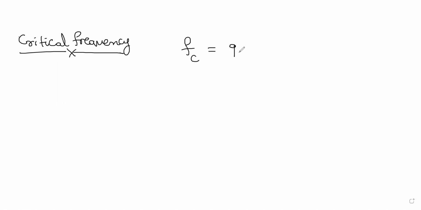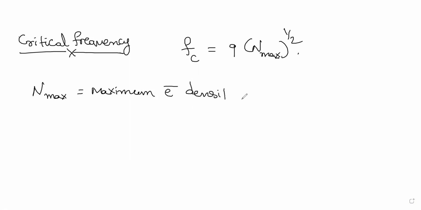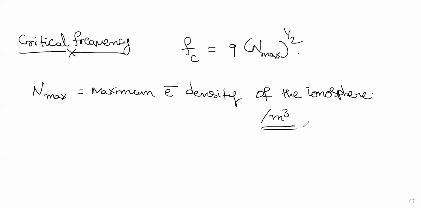Okay, right. Now, we define some terms. Critical frequency. What is critical frequency? So critical frequency is given by fc is equal to 9 into N max whole power half. What is N max? N max is the maximum electron density of the ionosphere. N max is like per meter cube.